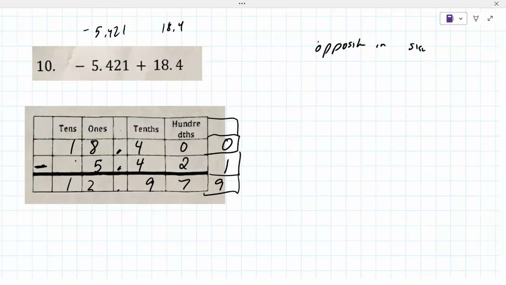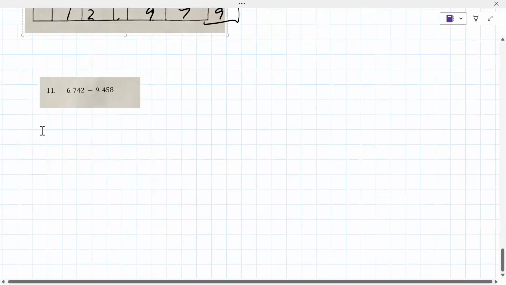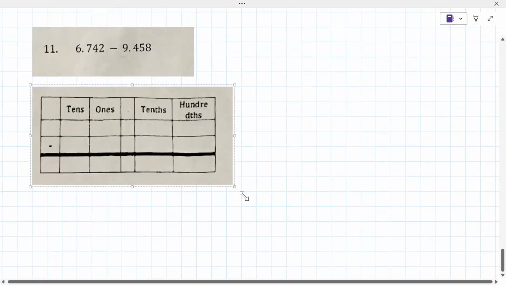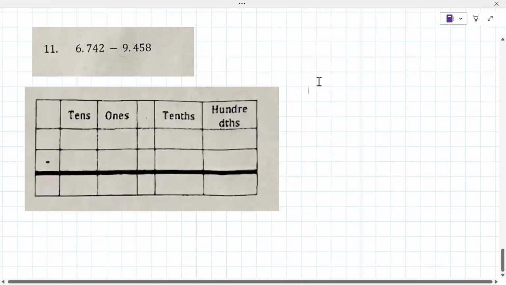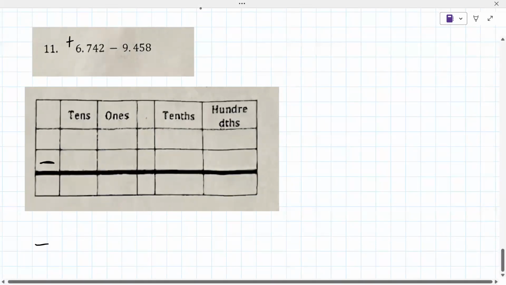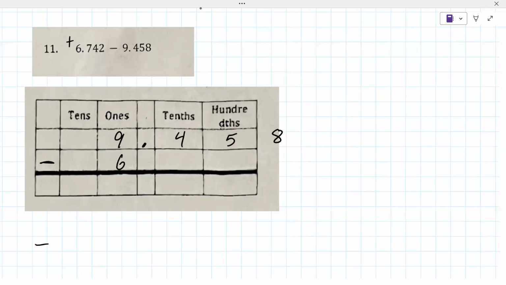All right, let's look at 11 together. Tell me whether the answer is positive or negative and why. Which is further from zero, the positive 6.742 or the negative 9.458? The negative 9, so it's going to be negative. Yes, we know the answer is negative, and then we take the larger number and subtract the smaller without the sign. 9.458, 6.742.